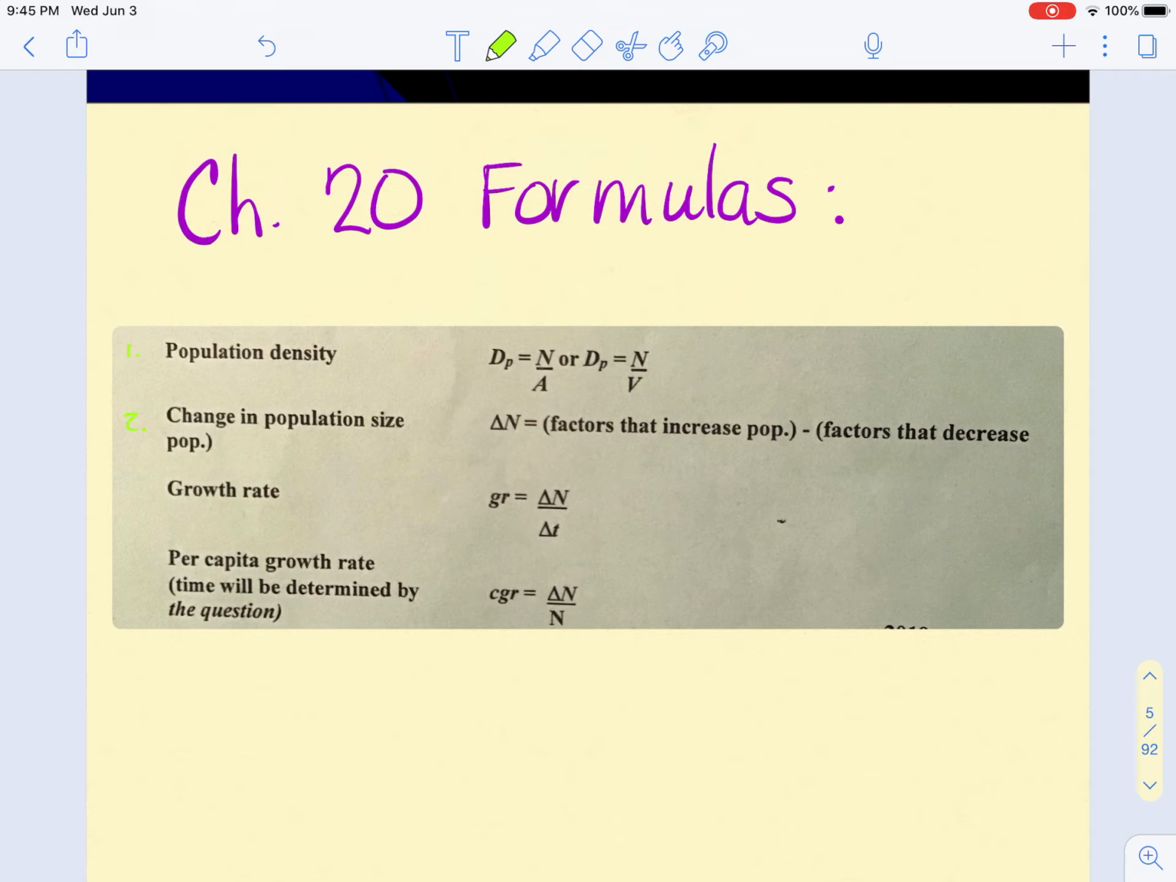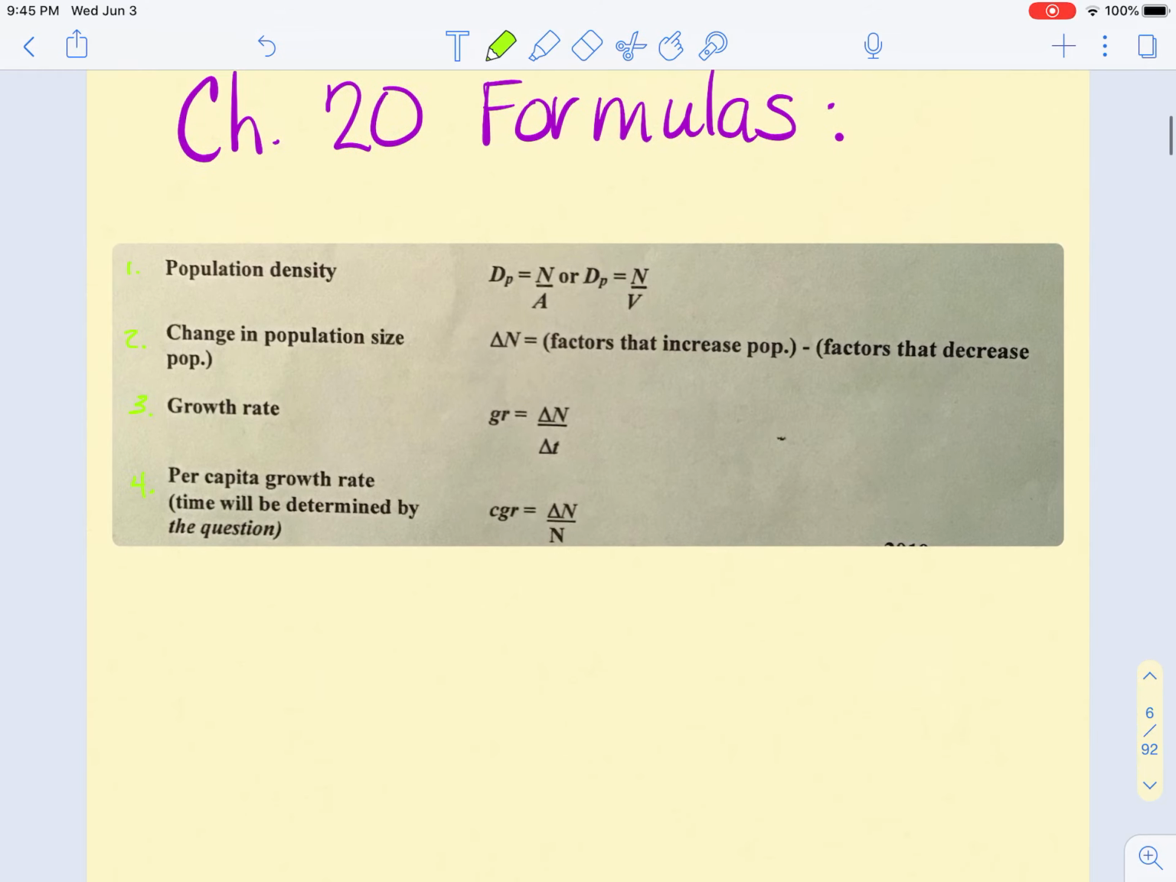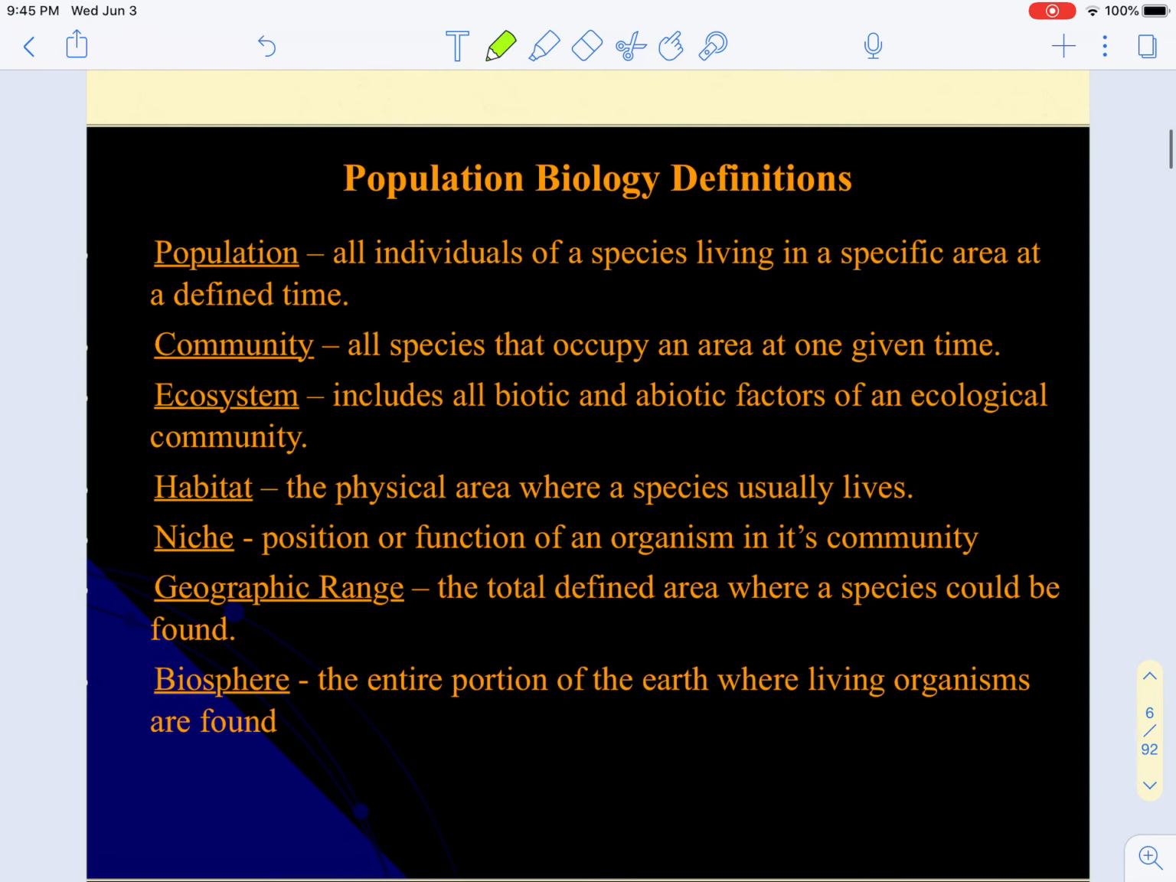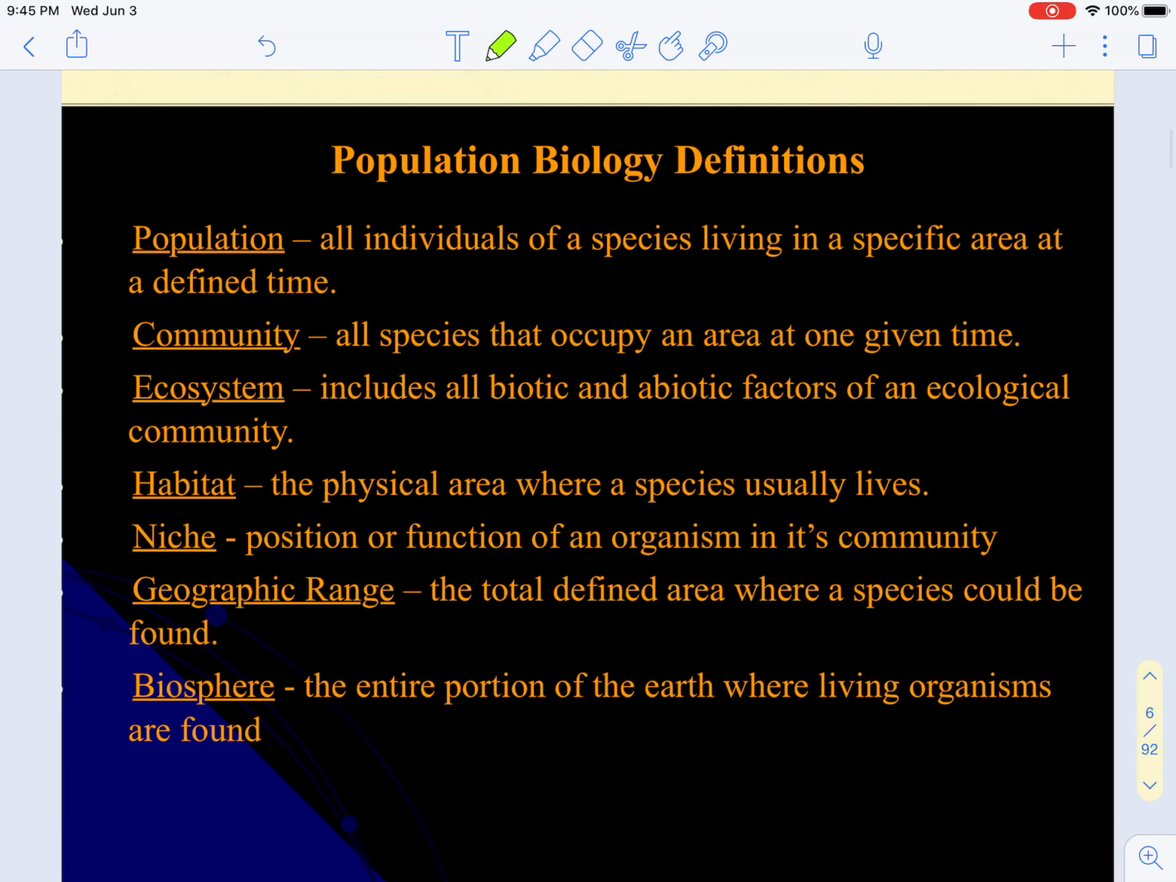And here we go. So we have these four formulas that are on the cover of your notes that we will be working with. One is population density. Second one is how the population changes. Third one is about growth rate. And fourth one is per capita growth rate. And so have your calculators ready to work on those.